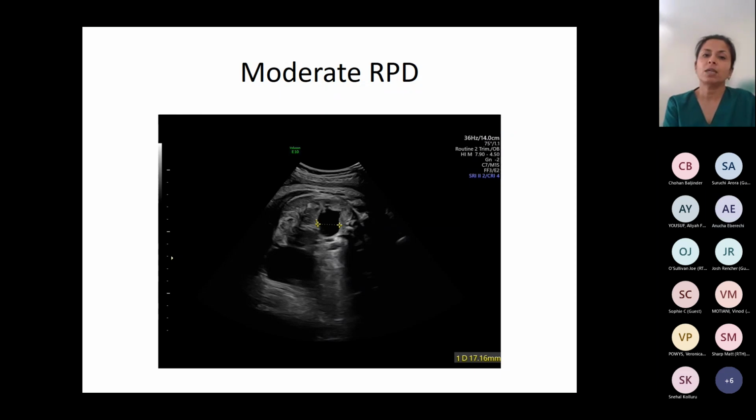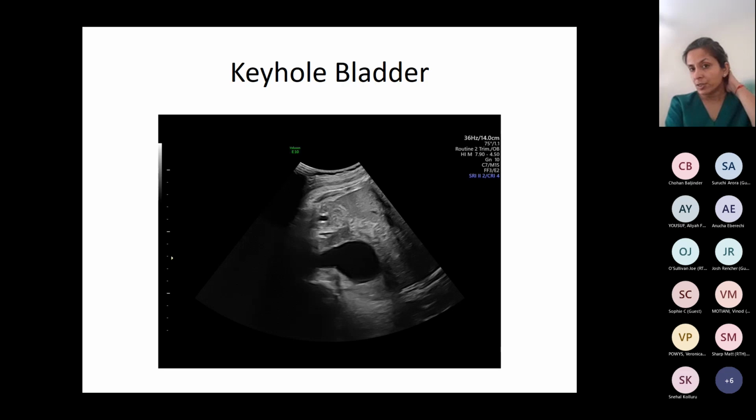Thanks very much. Okay, so this here is a picture of a moderate renal pelvic dilatation, because it's measuring 17 millimeters, but there is no calyceal dilatation. And interestingly, this is what is called a keyhole bladder. That's what we would be looking out for. Can you see the shape here? So keyhole, yeah. And this is a typical sign of a urethral obstruction.